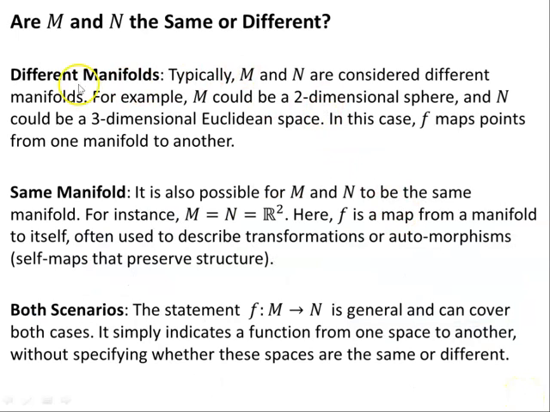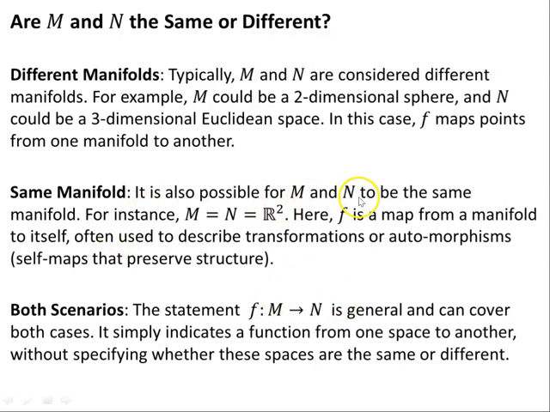All right, so let's just talk now about the manifolds M and N, just a little bit about them before we get into the task at hand. Typically M and N are considered different manifolds. For example, M could be a two-dimensional sphere and N could be a three-dimensional Euclidean space. In this case, F maps points from one manifold to another. They could be the same manifold.